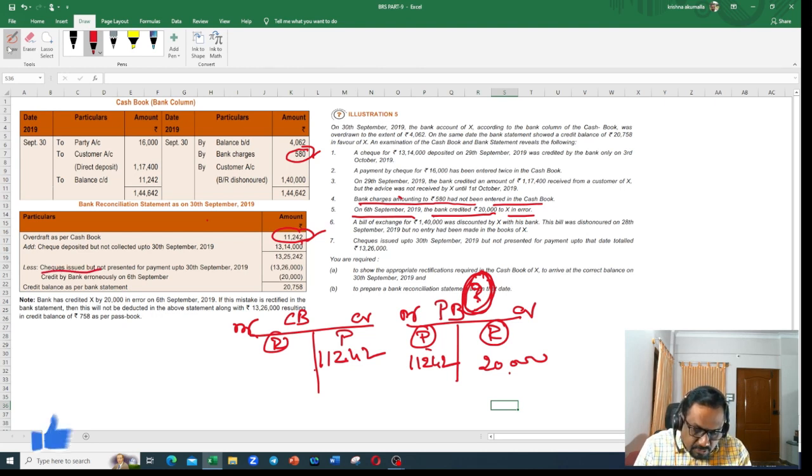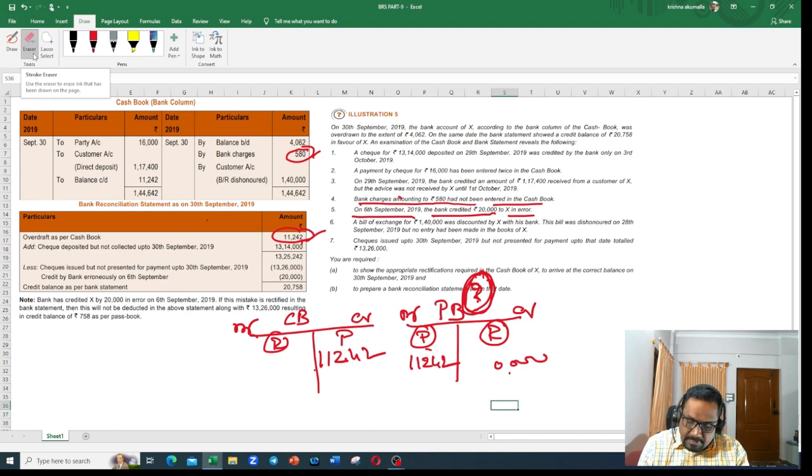Here, checks issued but credited by bank erroneously on 6 September, 20,000 is already recorded. Now, next one. This we will remove. Next, go back.